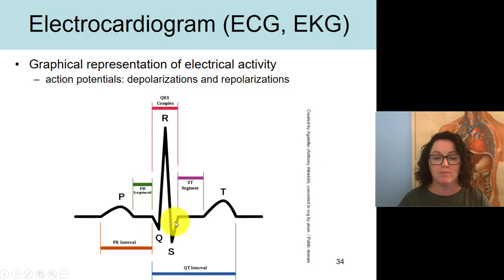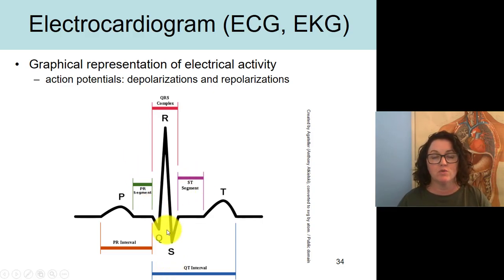The QRS complex is representing actually two things. It represents the voltage caused by ventricular depolarization, but also at the same time, the atria are repolarizing. So both those things are happening at the same time, so their electrical activity is combined as the QRS complex on an EKG.